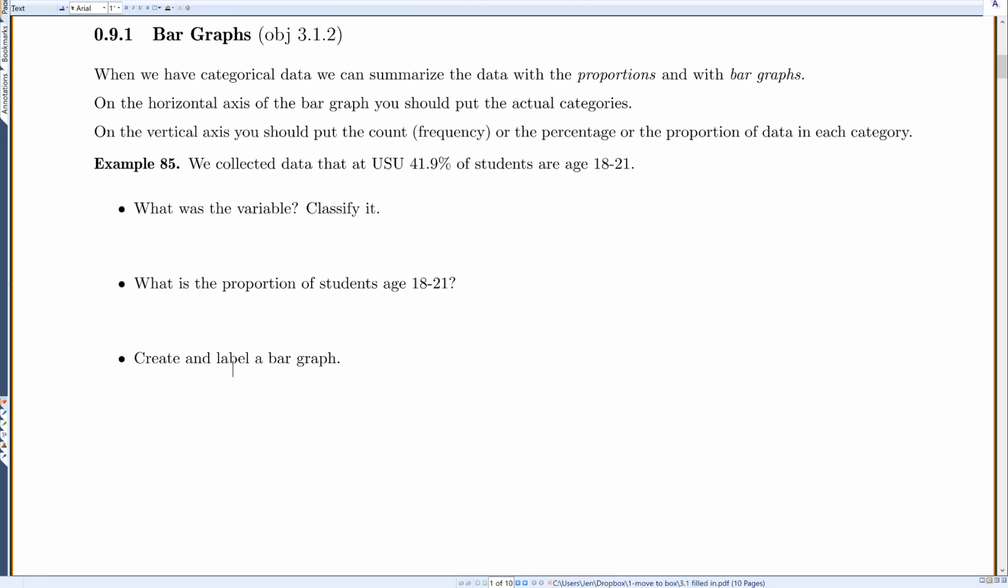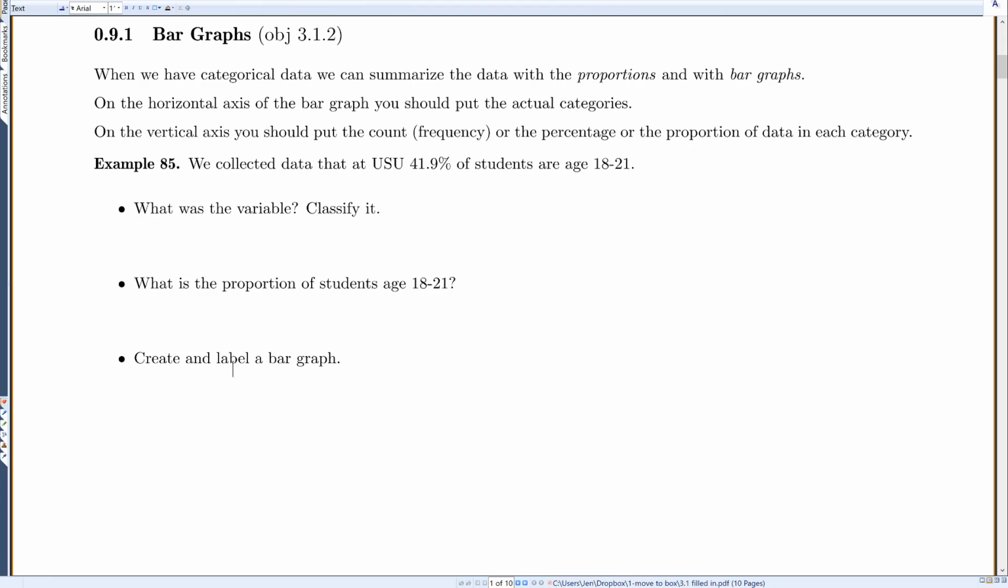So for example, let's say we collected data that at USU, 41.9% of students are age 18 to 21. So what was the variable here? What were you actually asking people? And we're going to ask you this for the entire semester. We're not going to stop asking it because it is so important that you figure out what kind of variable it is. Is it categorical or quantitative? Based on your answer, that's how you choose what you need to do for the rest of the problem.